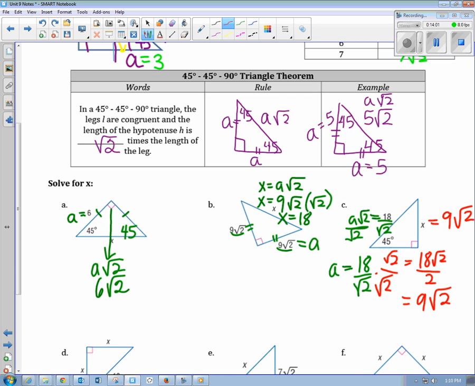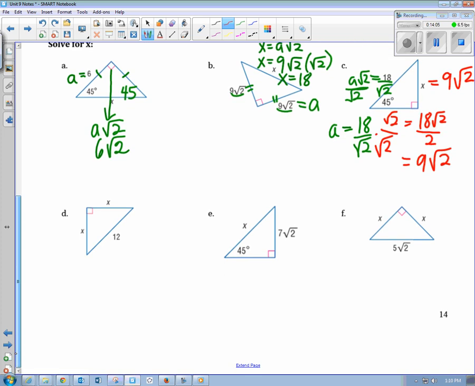So you have to pay close attention to what it is that they're giving you as far as which way to work on this. So at this point, I'd like you to take a couple of minutes, work on D, E, and F, and I will start the next video with the answers to those 3 questions. And then we'll go on to the other kind of special right triangles.